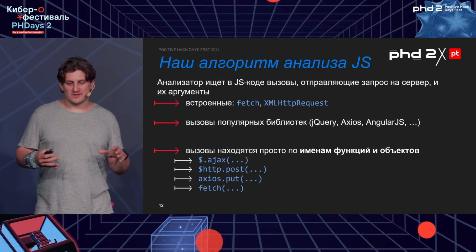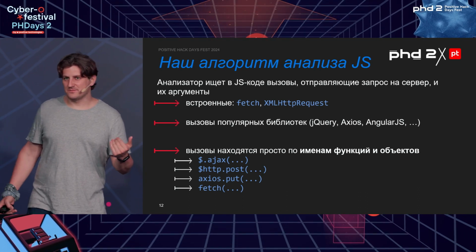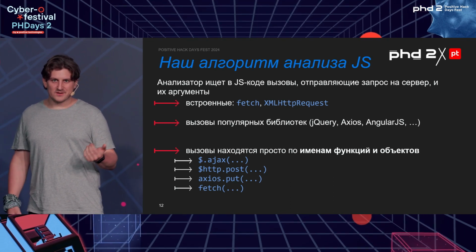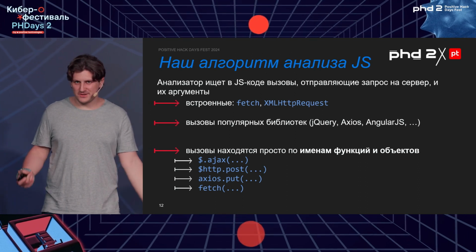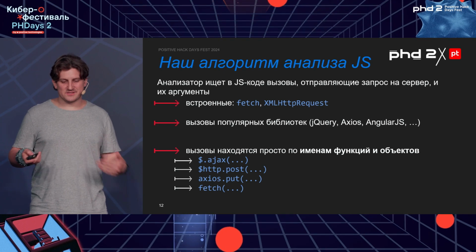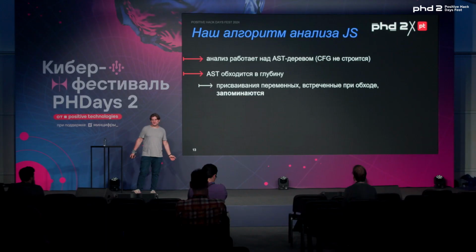Now, the calls in the code are usually easy to recognize by their name, so syntactically. So the analyzer simply knows that a function is invoked called $.ajax or HTTP post or a fetch. Well, it knows what that means. Now it runs above the AST, abstract syntax tree, so it doesn't build CFG, and it spans the whole expanse of the page, and then it goes down the AST. It will also calculate value associated with a particular variable and will commit it to memory.